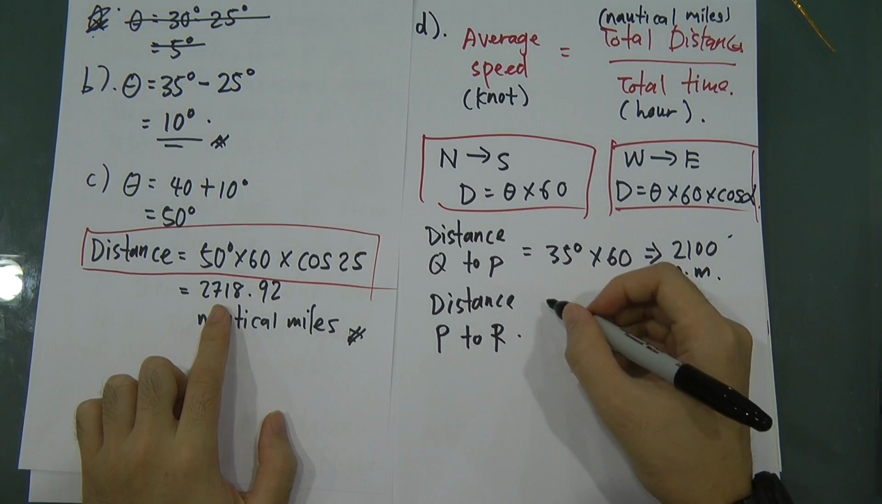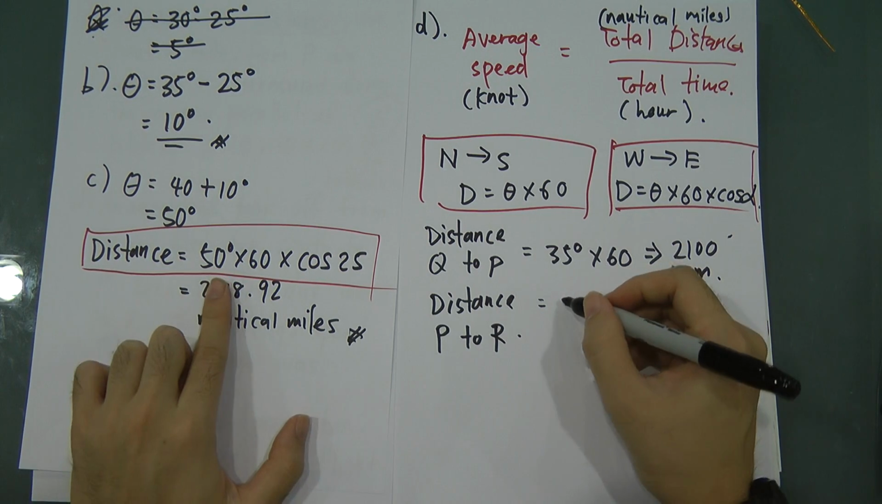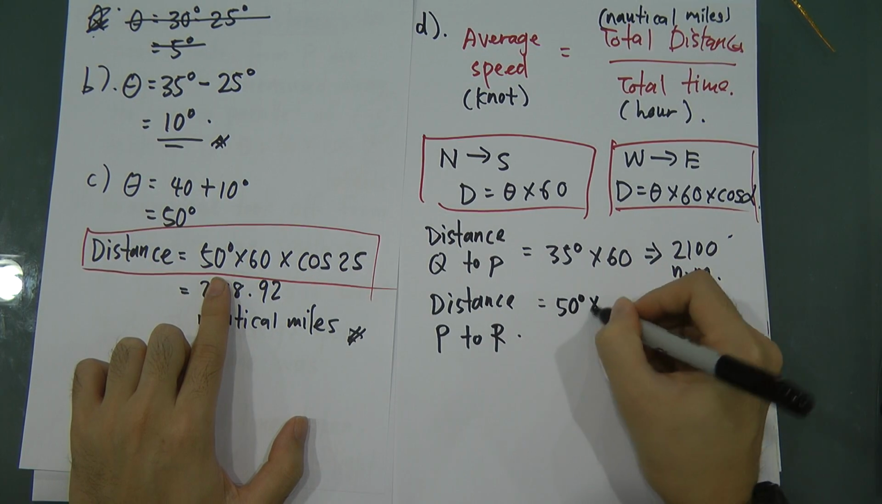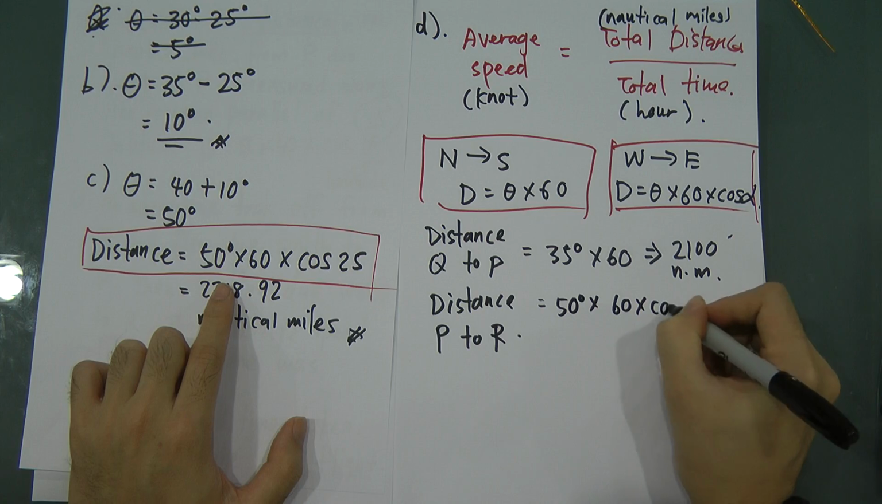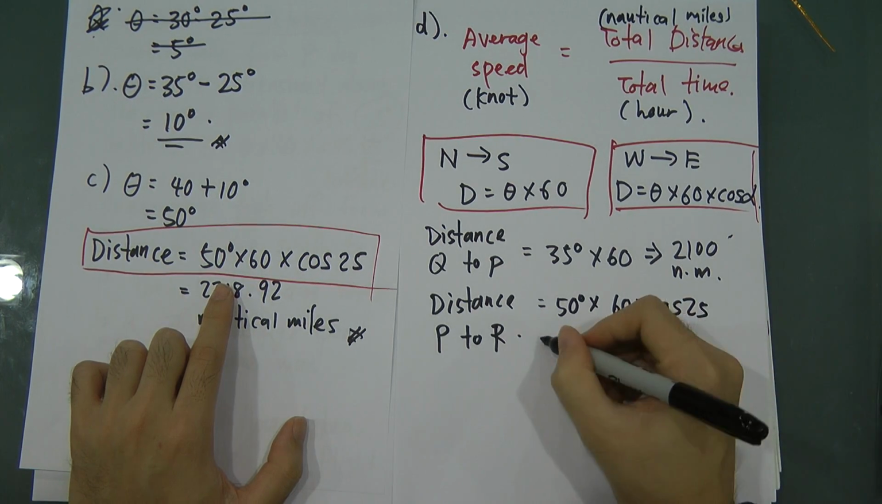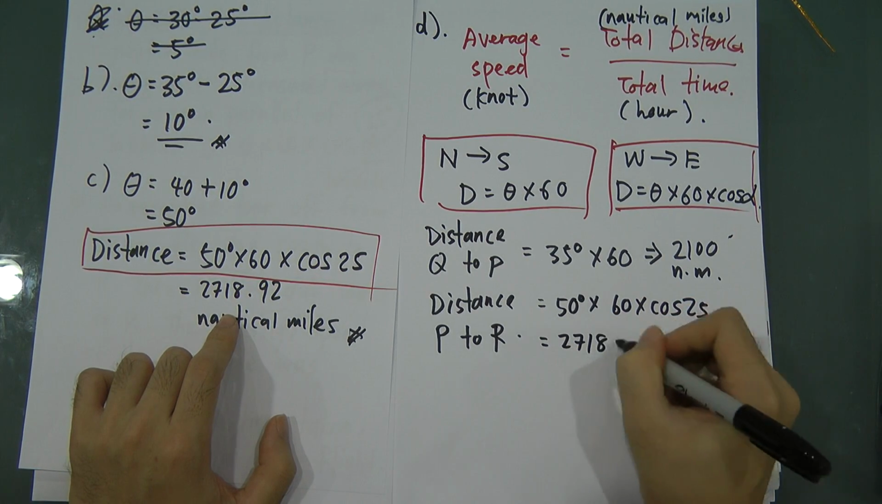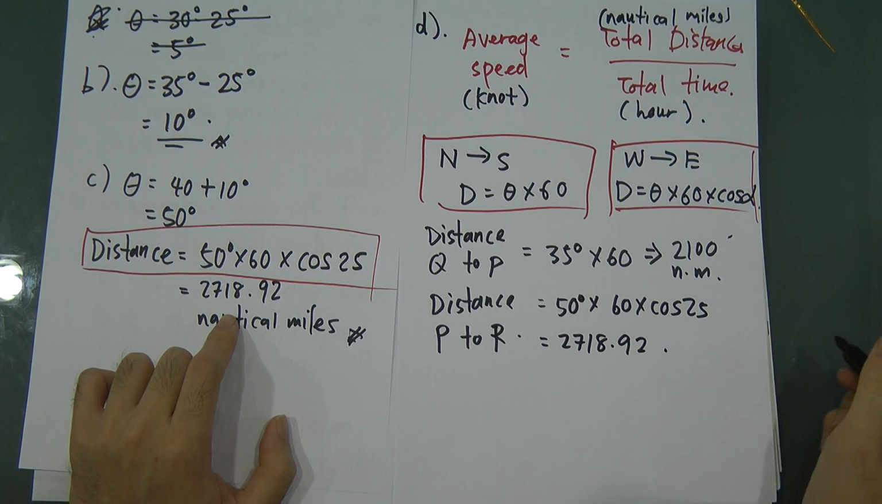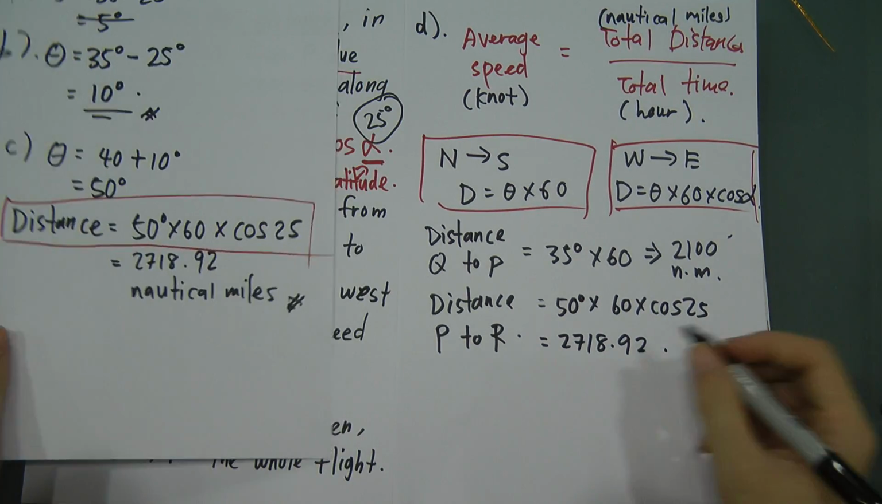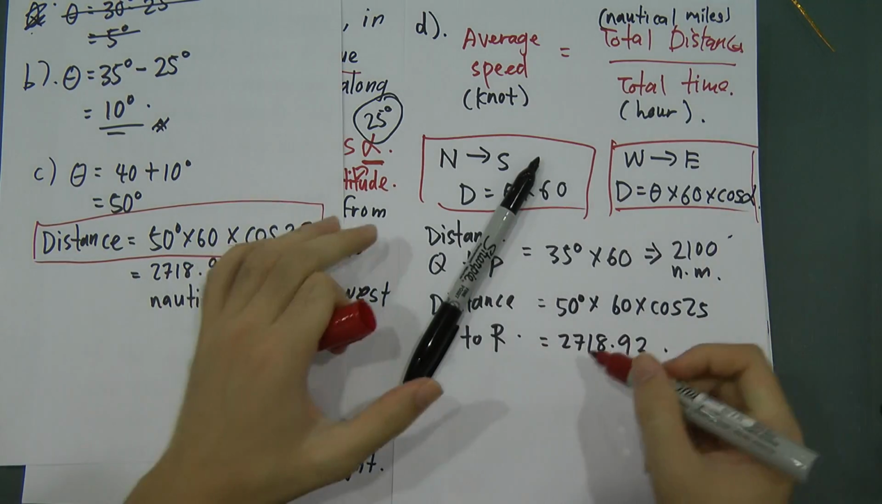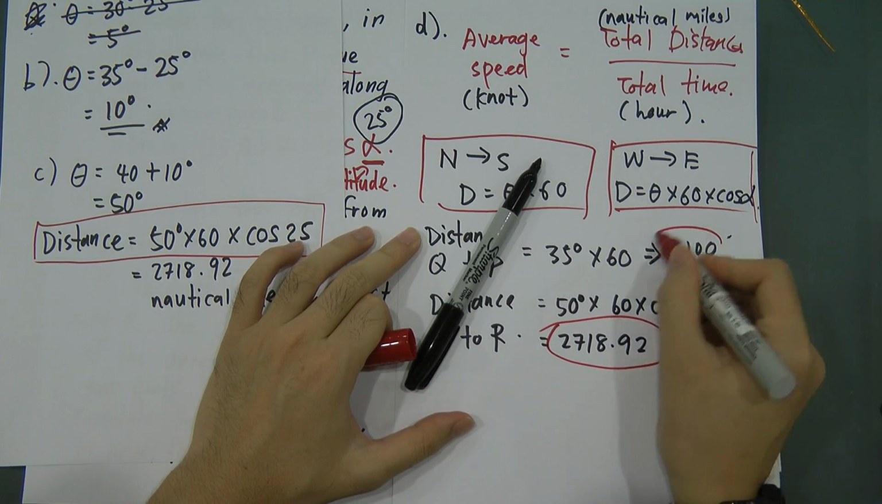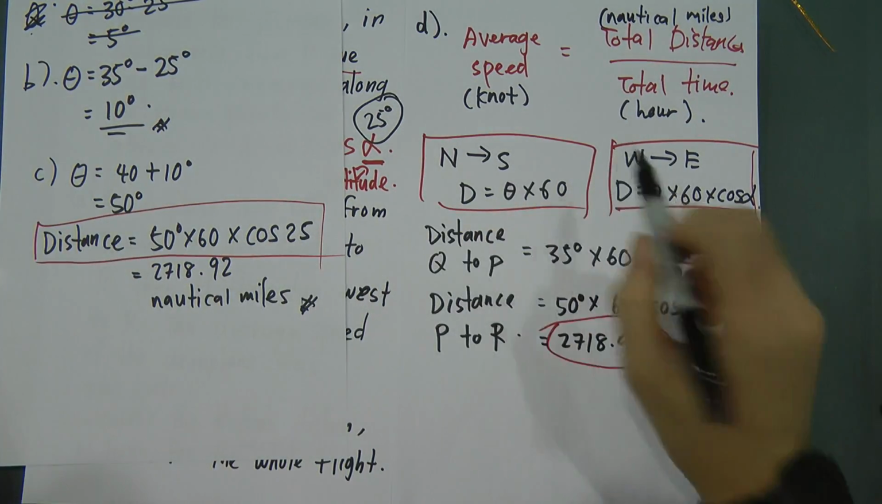So I just write it down. It's 50 multiplied by 60 multiplied by cos 25, so it equals 2718.92. Alright. When I say total distance, it means this distance has to be added to this distance. That one is the total distance.